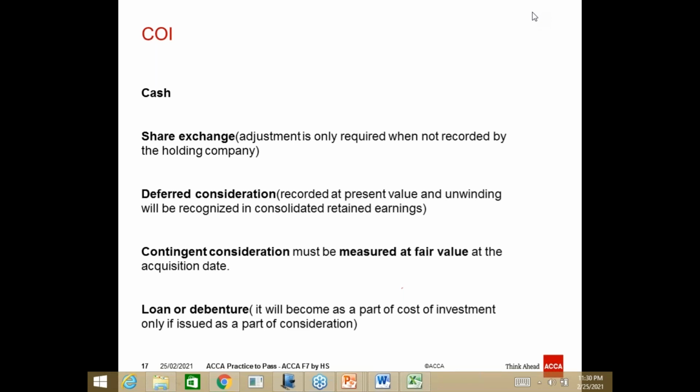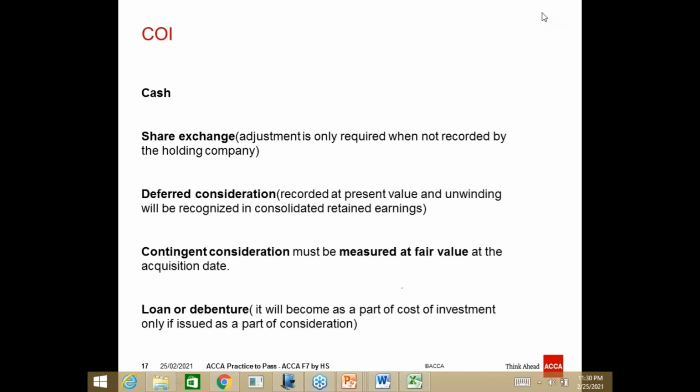Now, cost of the investments. There are certain situations in which the examiner will give you consolidation related questions in which you will not be given the accounting entries, or the transaction has not yet been recorded by the parent company. So you need to write down the accounting entries for this. So the cost of investment.